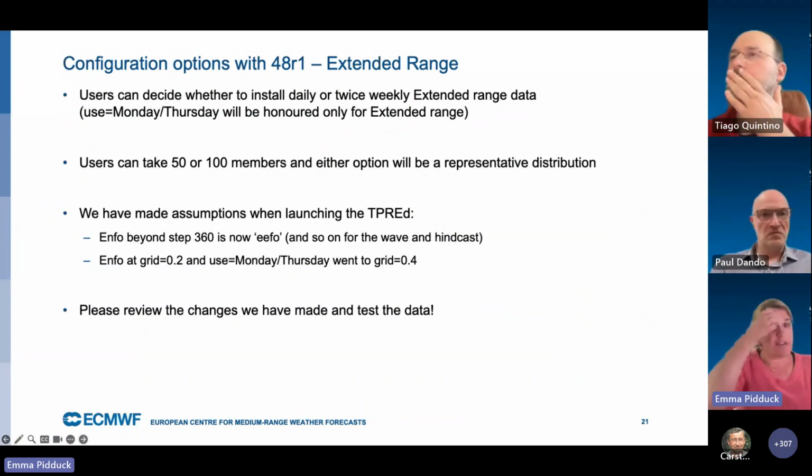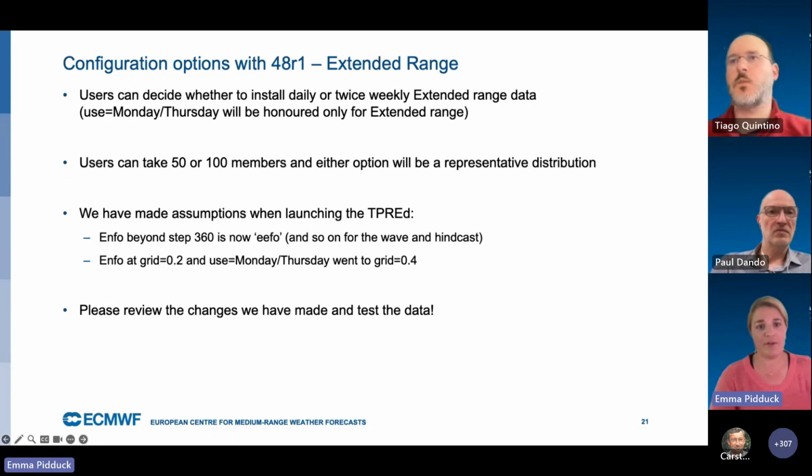Configuring the extended range forecast. As I've mentioned, we have some daily fields, we have some weekly products that will be daily. We've decided to honor the use equals Monday, Thursday configuration. So for users who don't wish to take the daily ENS extended, so if you don't want a 46-day forecast every day, you can still use use equals Monday, Thursday, and you will get data twice per week.